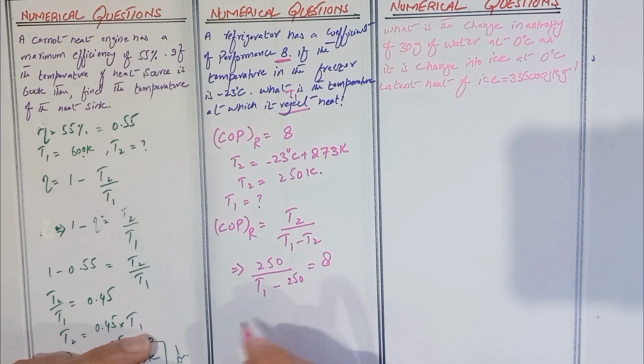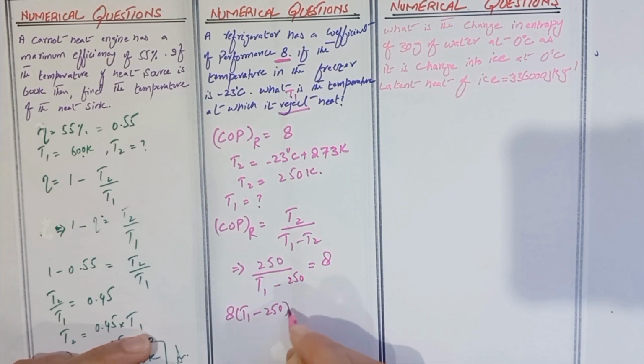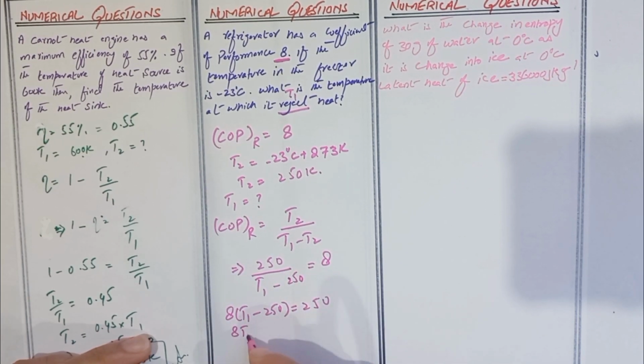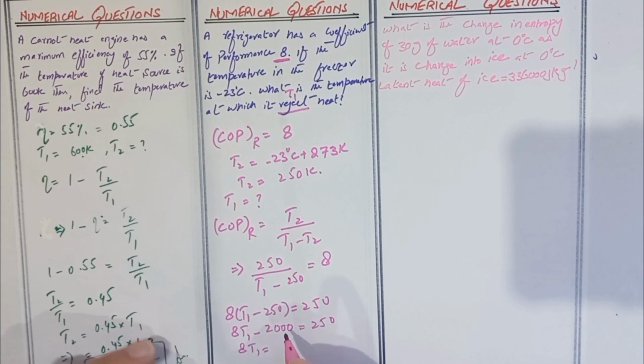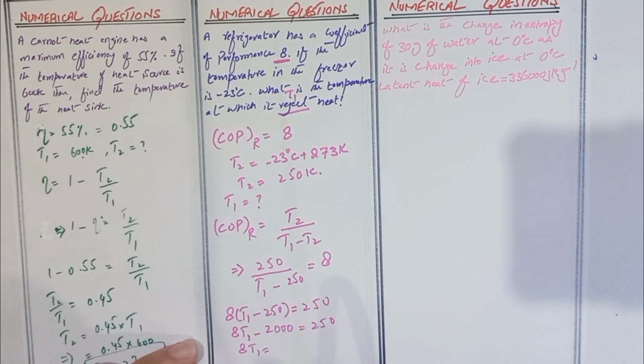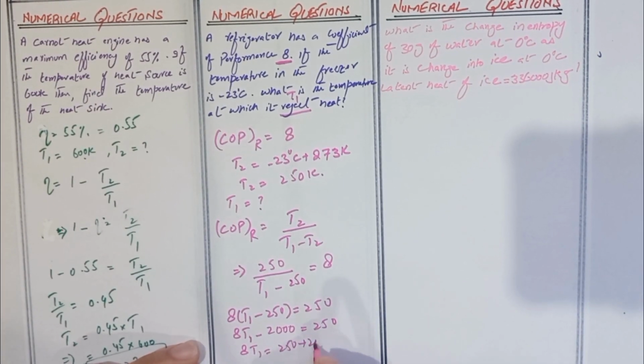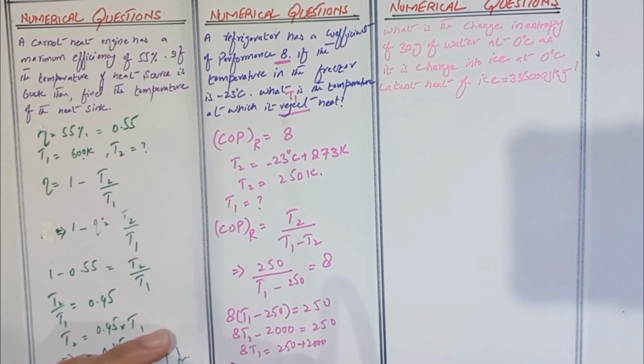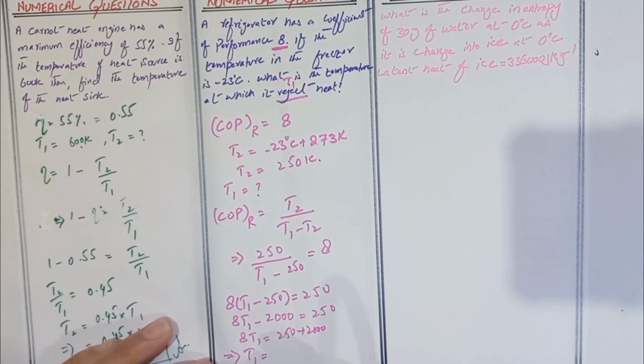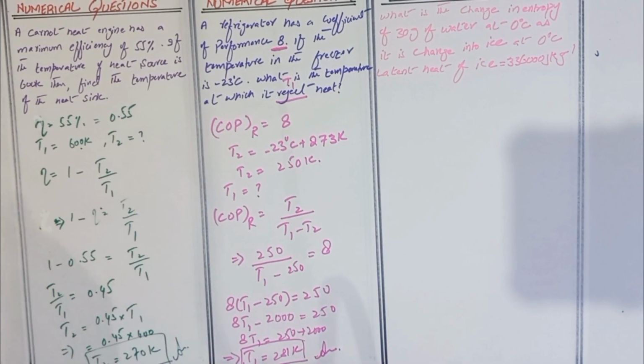So cross multiplication: 8 times (T1 minus 250) is equal to 250. Multiply it, it becomes 8 T1 minus 2000 is equal to 250. So 250 plus 2000 is equal to 8 T1, and here the T1 value is equal to 281 Kelvin. That is the answer.